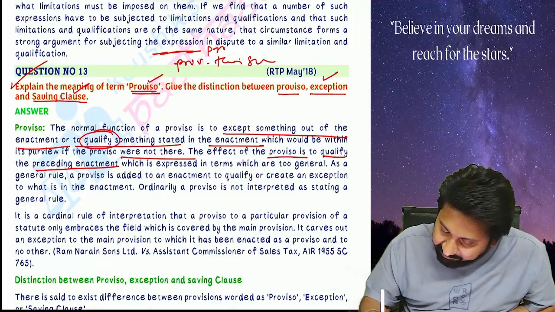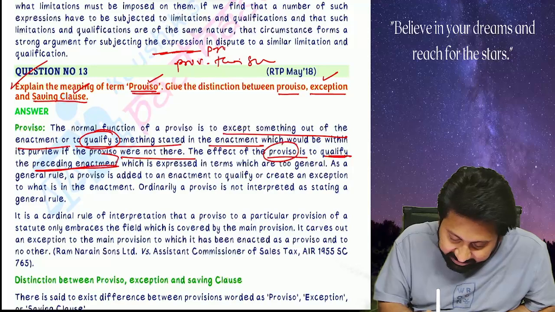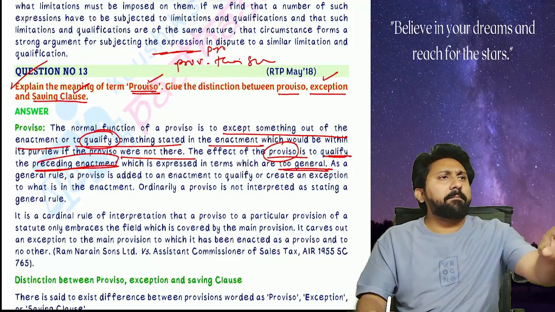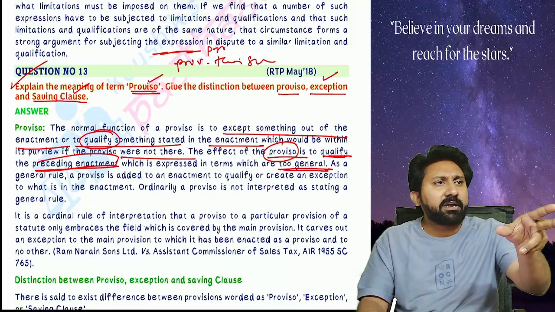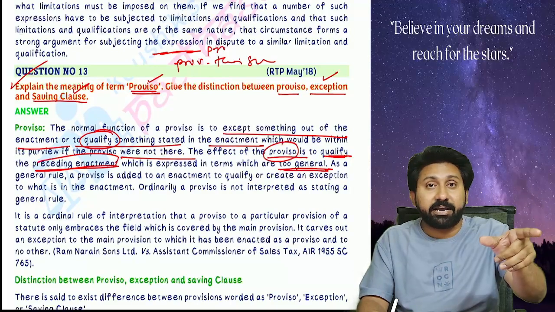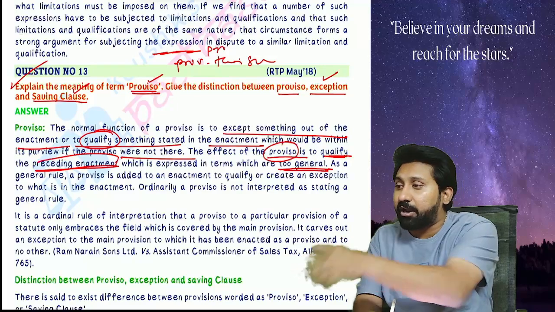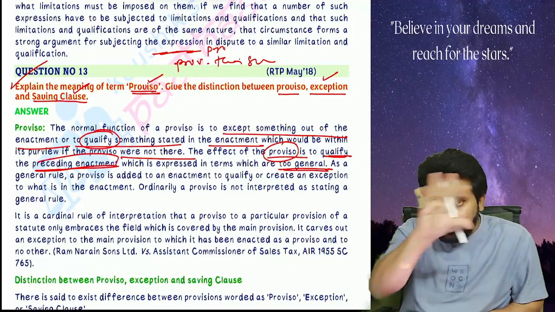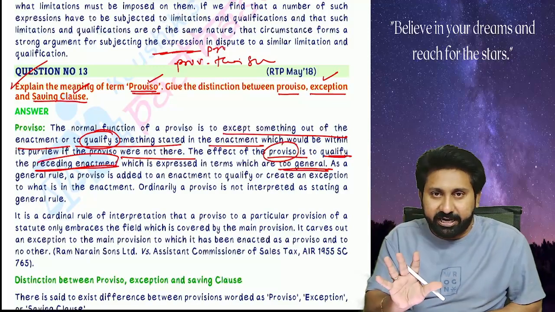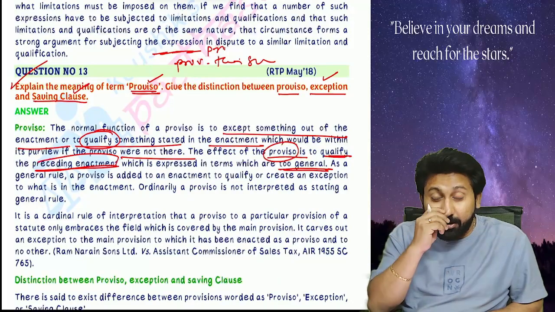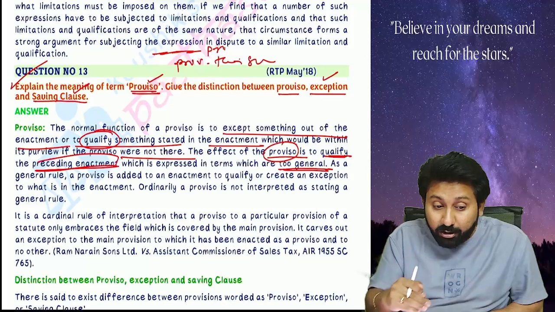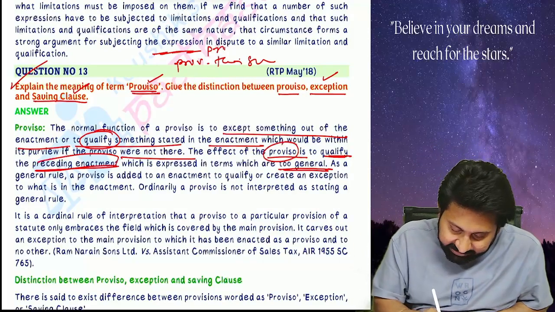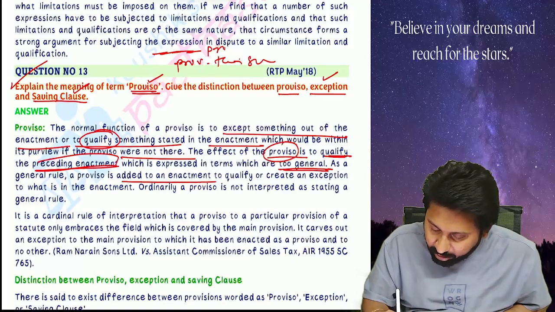That's why the effect of a proviso is to qualify the preceding enactment, which is expressed in terms which are too general. Means what? If you complete your application money collection within 60 days, go for allotment, or else refund your money within 15 days. So complete your total thing within a period of 60 days. It is general. However, you should not just follow this, you should also file with the ROC. This is an additional qualification.